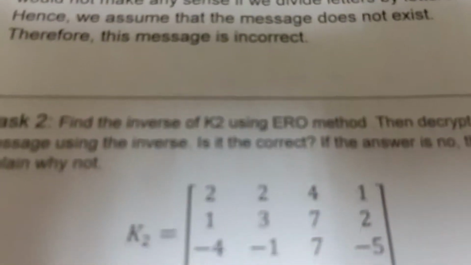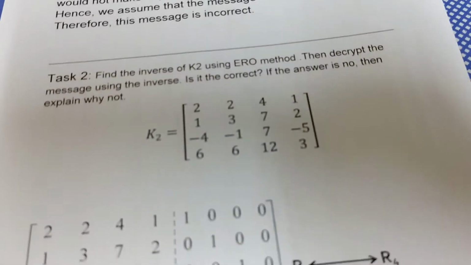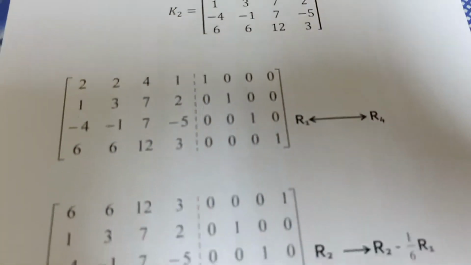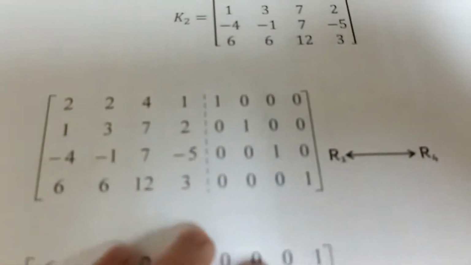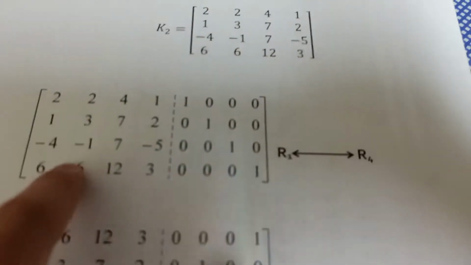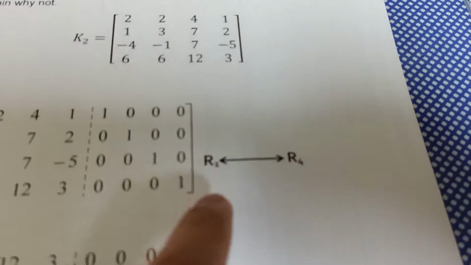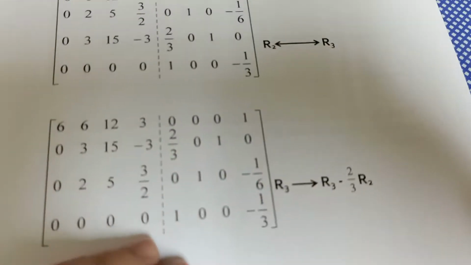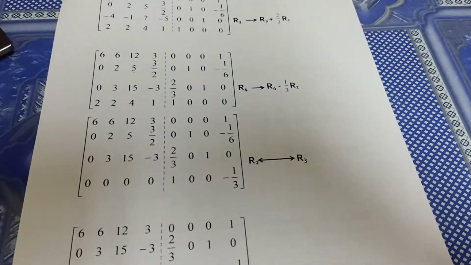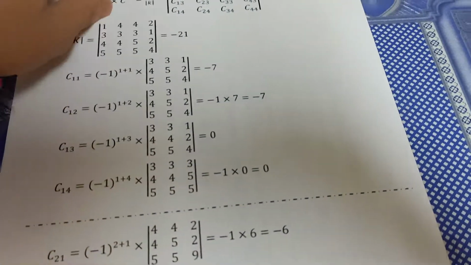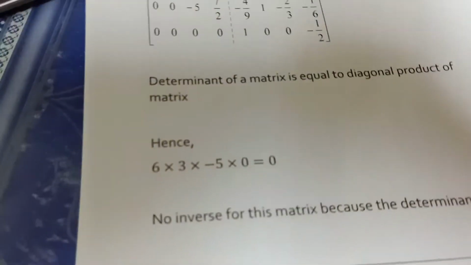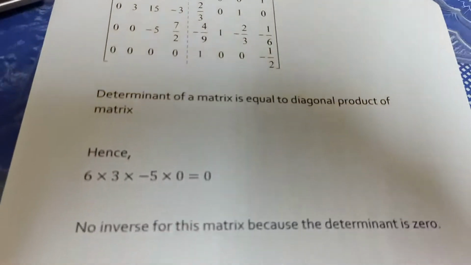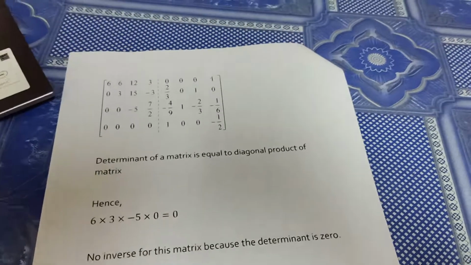We move on to task 2, which is to find the inverse of K2 using the ERO method. The ERO method is very long, and it consists of trying to turn the numbers on the left side into the identity matrix on the right side by swapping the places of numbers, multiplying or adding any numbers that we see fit. This is probably the longest way to find the inverse of a key matrix, but in the end we managed to shrink it down, and this is K2, which was made by Firdaus.